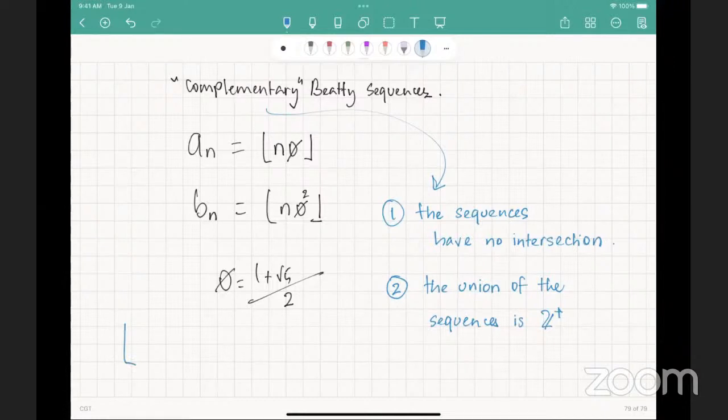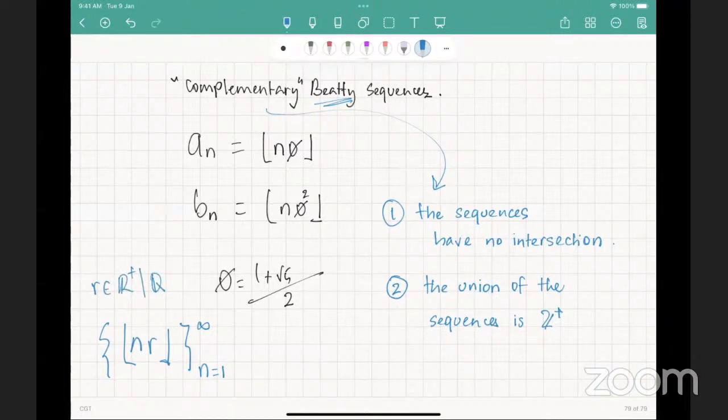So you can take an irrational number R and basically look at this sequence here. And this would be an example of a single Beatty sequence. I should probably emphasize that R is a positive real number, but we really do need it to be irrational.